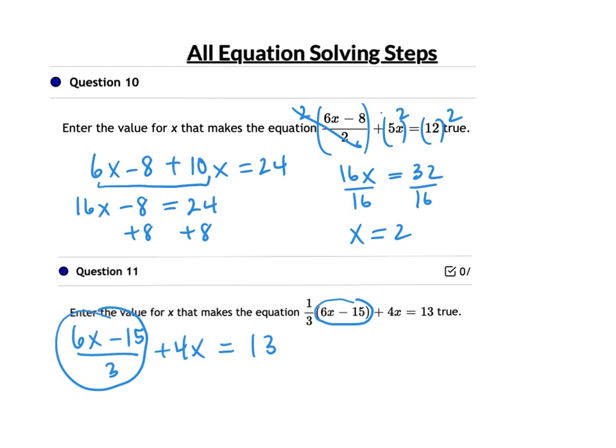Either way you look at it, when you distribute 1/3, you don't need to get rid of fractions. 1/3 times 6 is 2. It's 6 divided by 3. 1/3 times 15 is 5. It's 15 divided by 3. And notice right here, let me change colors, that I divide both of these by 3. 6x divided by 3 is 2x. Negative 15 divided by 3 is negative 5.